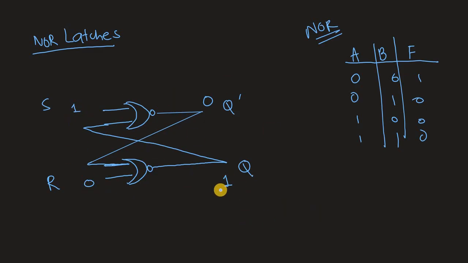Every time you have a 1, 0 input, the output is going to be 1 and the complement of this one is going to be 0. Now if I change the input and make the first one 0 as well, in that case the output is going to remain the same. This is what you call the hold state.